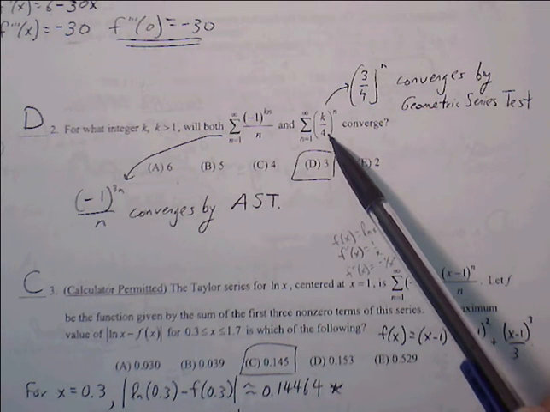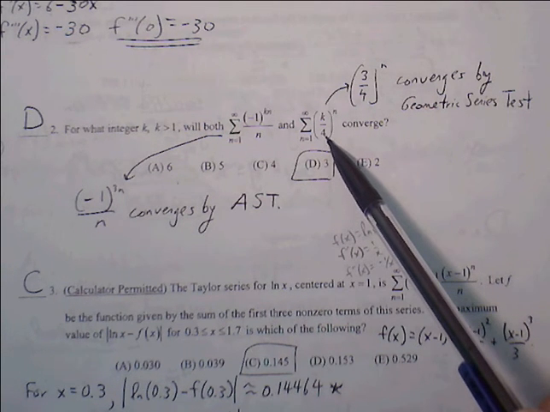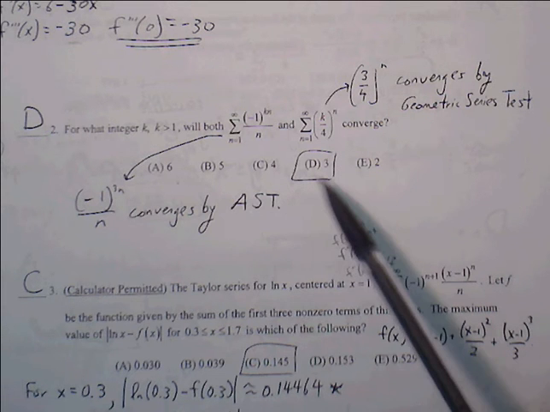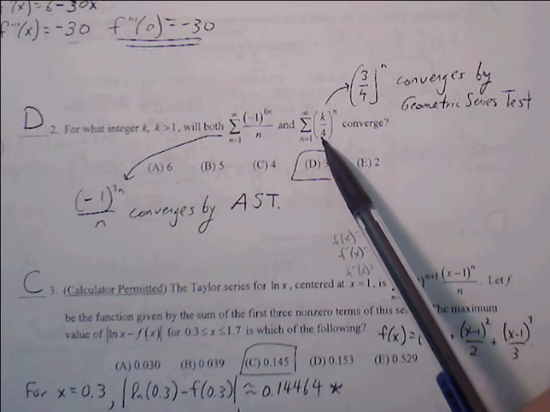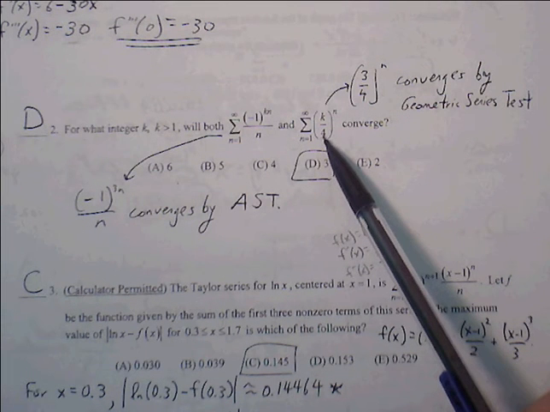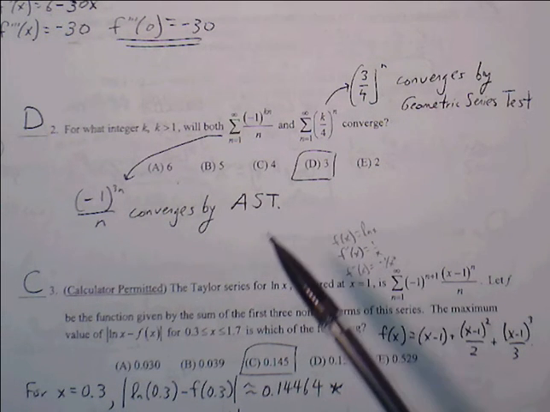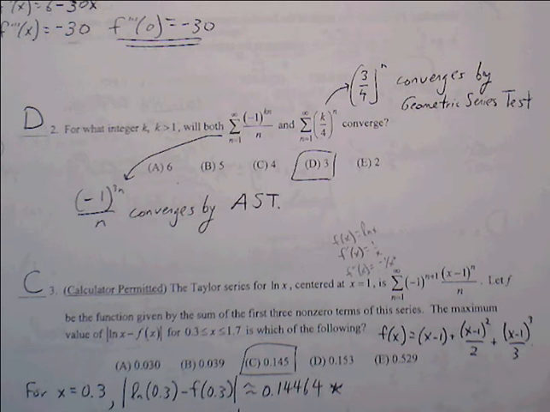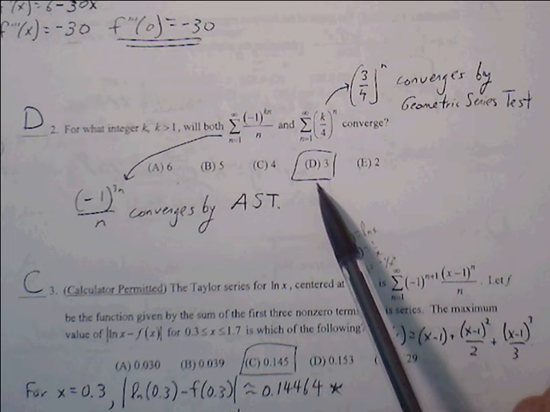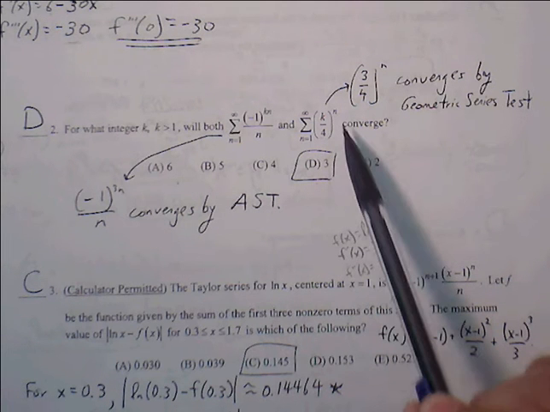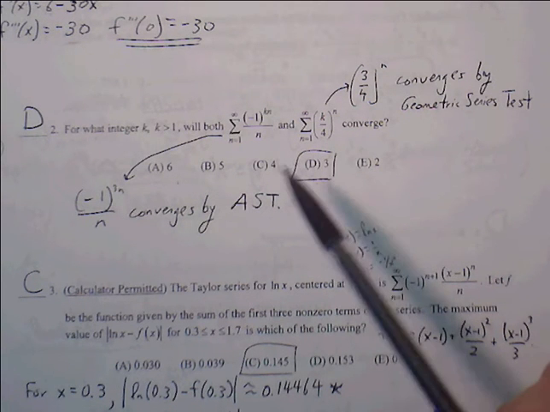Okay, so the only values that will cause this ratio to be less than 1 are if k is 2 or 3. Anything from 4 and greater, we know the series will not converge because the geometric series ratio would not be less than 1. So we can cross out 4, 5, and 6. We're only down to 2 and 3 to choose from, because 2 and 3 both work for k over 4 to the n.